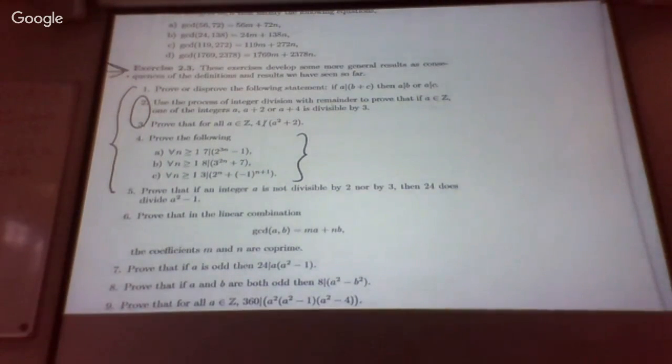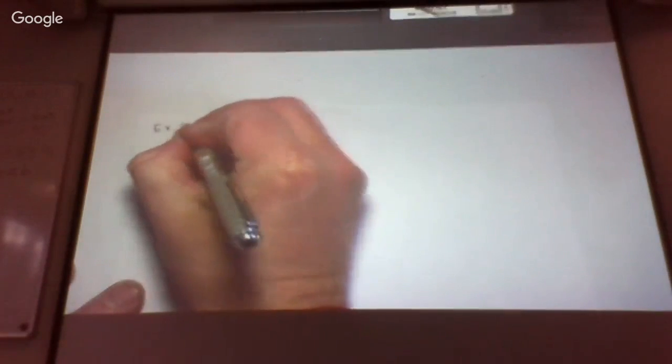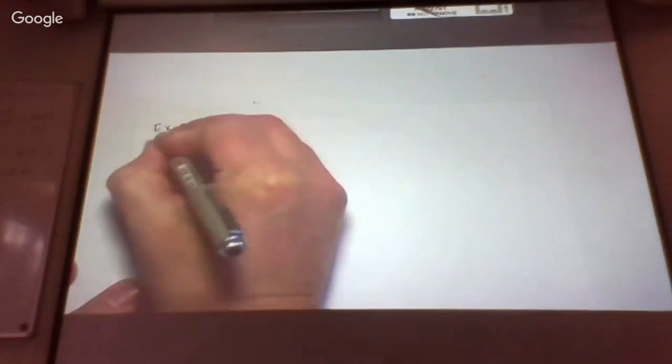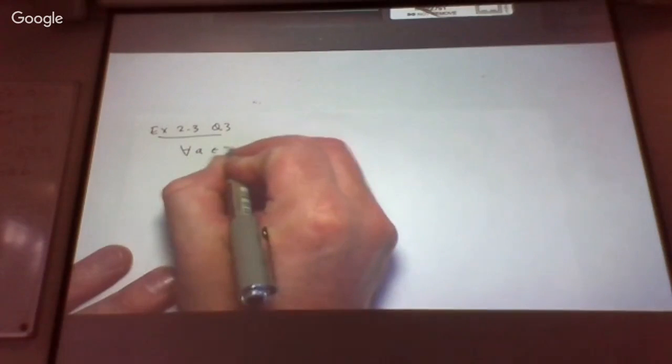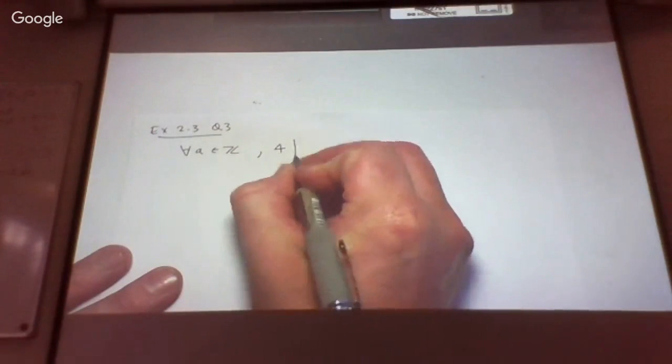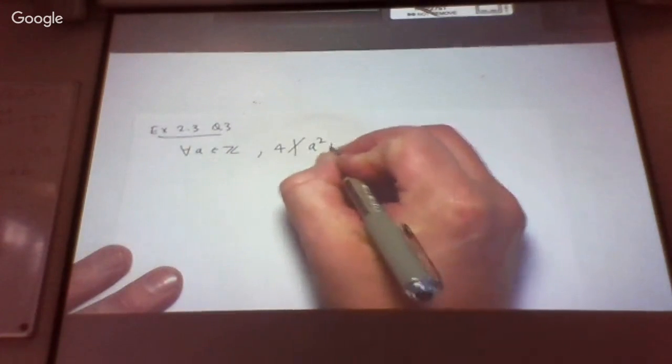But we skipped over these questions here, for instance, this one in question 3. So exercises 2.3, question 3. This was one that's based on just integer division with remainder. So we want to show that for all integers a, 4 does not divide a squared plus 2.